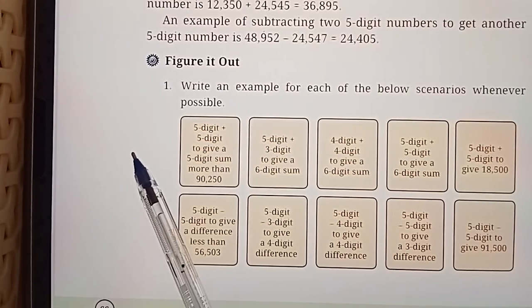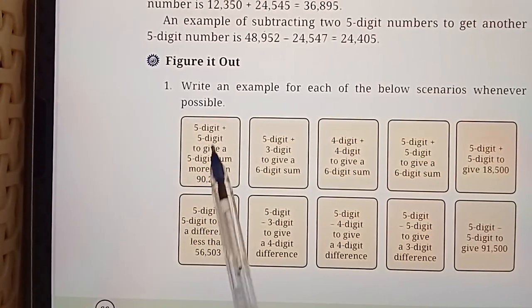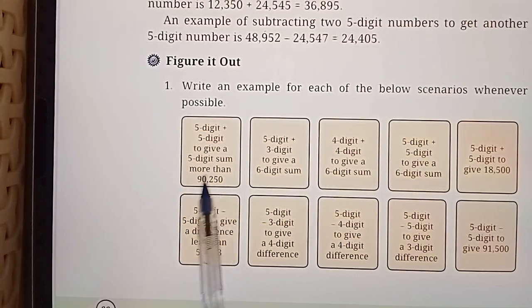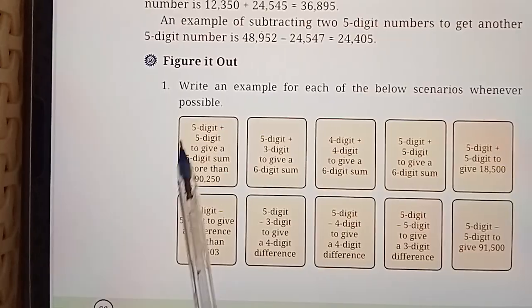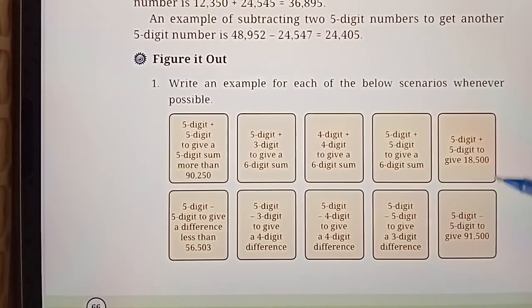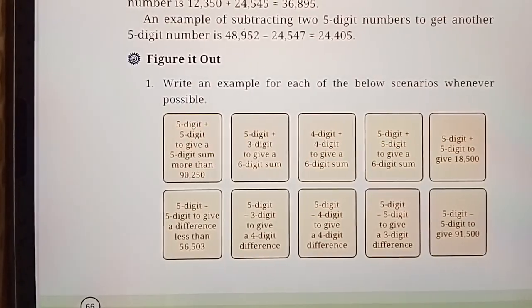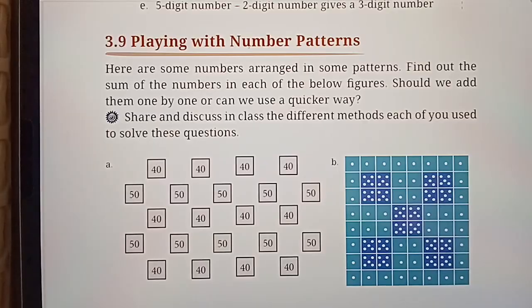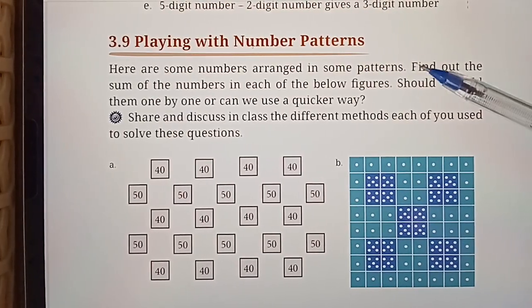So 6030. When you add this, you might get a value more than 90,250. So that is this question. And these are different various questions which you can try out, and this is how those kinds of patterns and numbers work. The next topic is playing with number patterns.